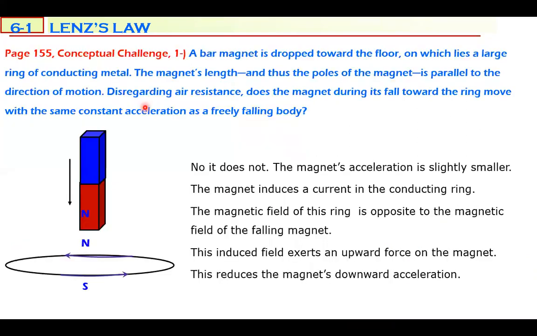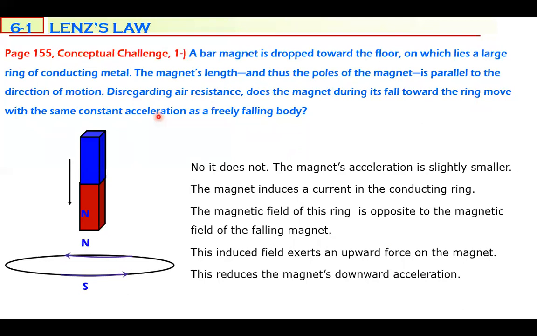And there's an example about this, a conceptual challenge, which says that a bar magnet is dropped towards the floor on which lies a large ring of conducting metal. The magnet's length, and thus the poles of the magnet, is parallel to the direction of motion. So it's falling down so that the N pole or S pole is aligned like this, not horizontal, vertical, it's falling. Disregarding resistance, does the magnet during its fall towards the ring move with the same constant acceleration of a free falling body?